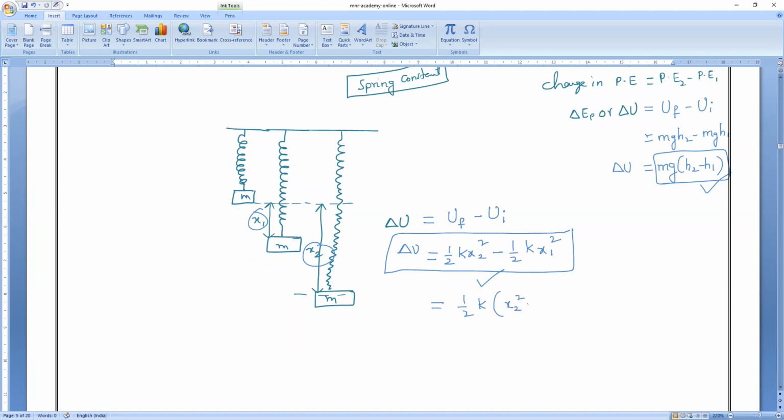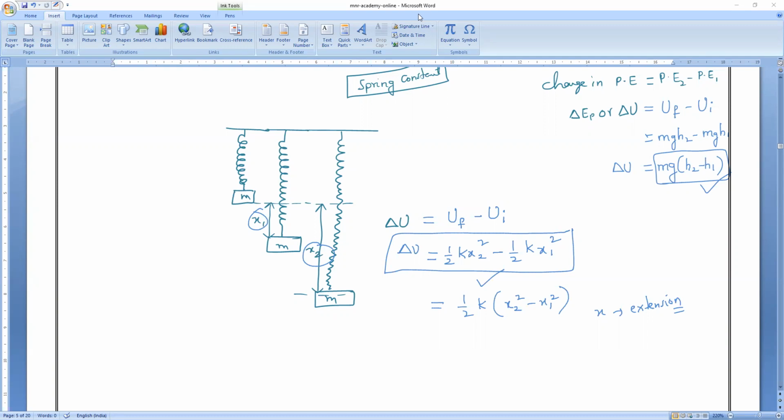So what is remaining? x2 square minus x1 square. So x means what, guys? Extension in the spring. Okay, everybody, please respond. All of you. This is only the change in elastic potential energy. Hope everybody understood. Understand, Kavya, Mari, Shivani? Yes, sir. Yeah, Mr. Gokul.